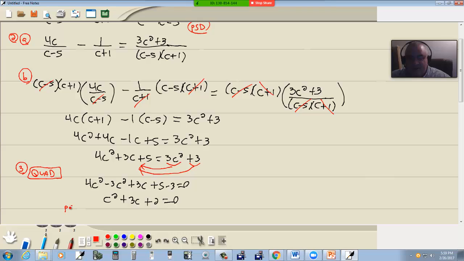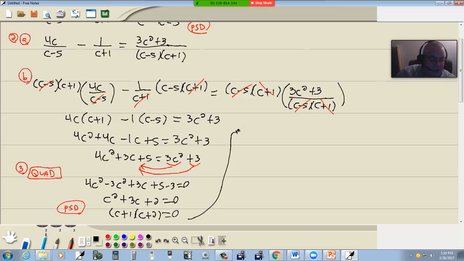Now we want to factor this. This factors using the PSD, factors as c plus 1 times c plus 2. Now zero product property or zero factor property: you get 0 on one side, you factor the other side, you set each factor equal to 0. C plus 1 equal to 0 and c plus 2 equal to 0. Take the 1 over, becomes a negative 1. Take the 2 over, becomes a negative 2. And these are our answers maybe.